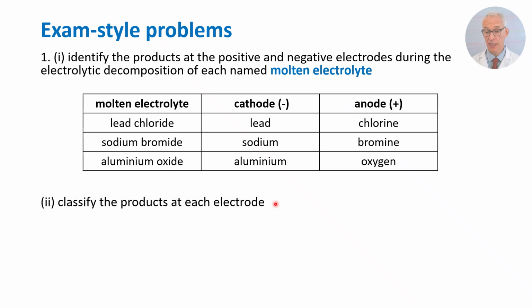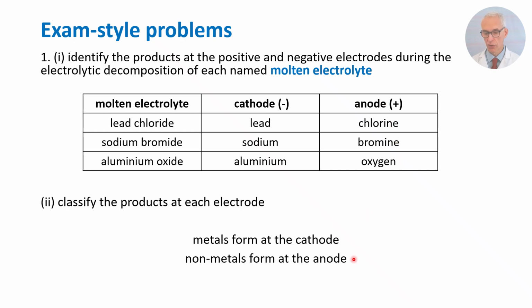Classify the products at each electrode. Have a quick think. Restart when you're ready. Okay, well, lead, sodium, aluminium are metals. So metals form at the cathode. At the anode, chlorine, bromine, oxygen are all, of course, non-metals. So non-metals form at the anode in the electrolysis of a molten electrolyte.